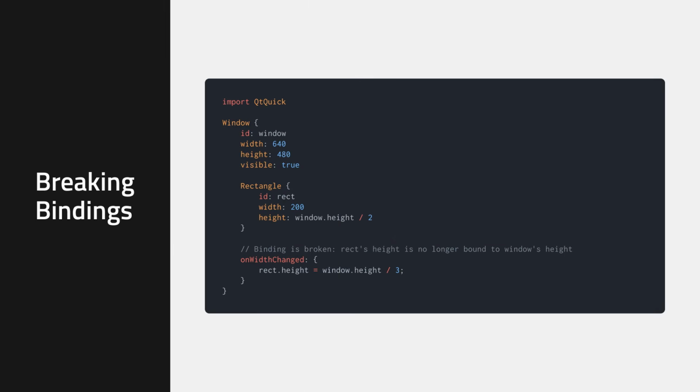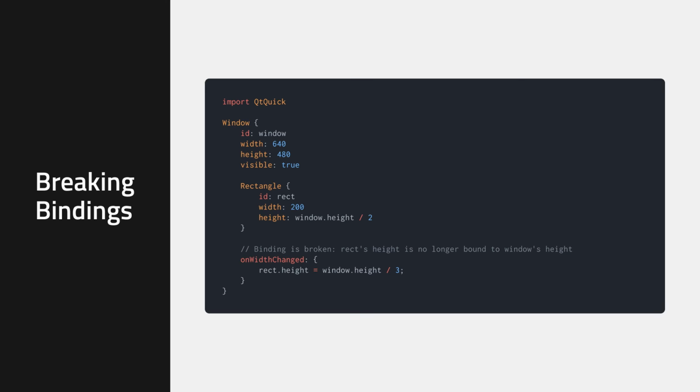Here's something important to watch out for. Property bindings break if the property is later assigned a static value from a JavaScript statement. In this example, we define a window as the root object and a rectangle as its child object. We assign static values for the root, 640 for width and 480 for height. The child rectangle, on the other hand, has a binding expression. The height property is bound to half the window's height.